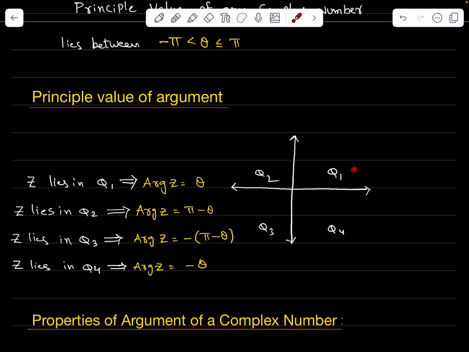Principal value of argument. If theta lies in the first quadrant, then argument z is equal to theta. If theta lies in the second quadrant, this is the diagram, then argument z is equal to pi minus theta. If z lies in the third quadrant, argument z is equal to minus pi plus theta. If z lies in the fourth quadrant, argument z is equal to minus theta.